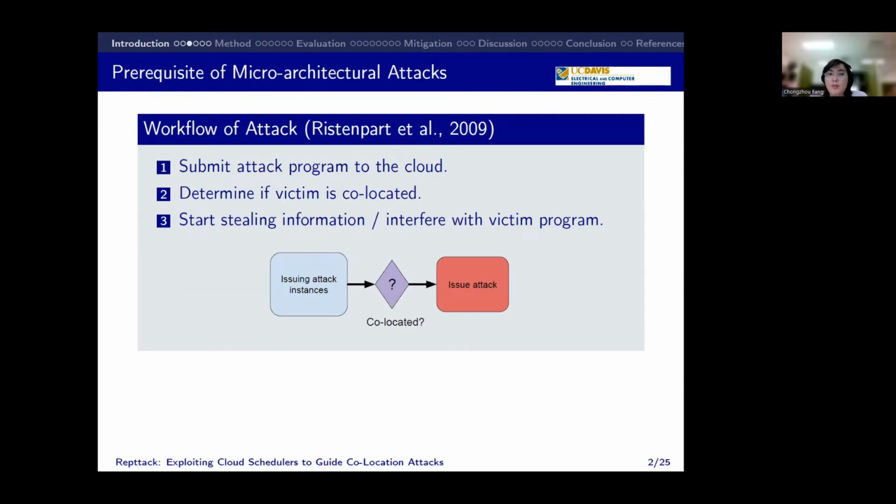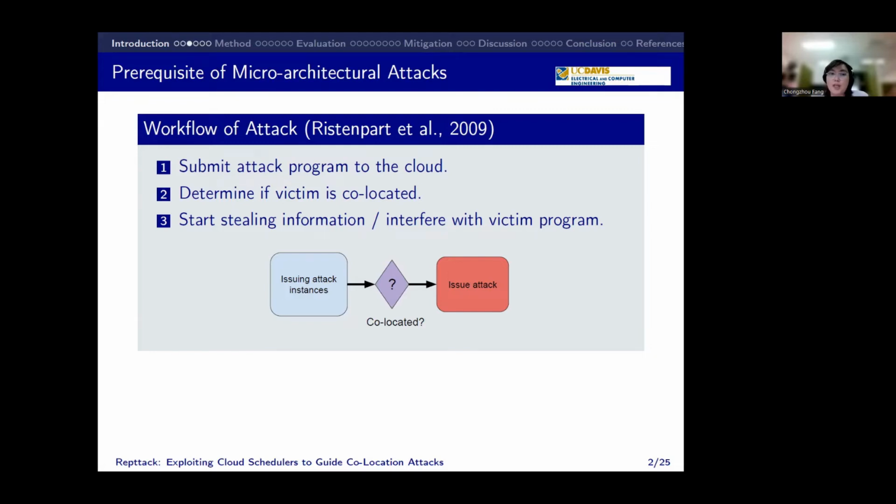In a paper published more than 10 years ago, the workflow of such attacks in the cloud has been summarized as shown in this page. First of all, the attackers need to submit the attack program. The attacker will usually submit multiple such instances to maximize the chance of getting collocated on the same machine as the victim. After attack instances are scheduled, the attackers check if the victim is on the same node by technologies like sniffing network, etc. After that, the real attacks will be initiated.